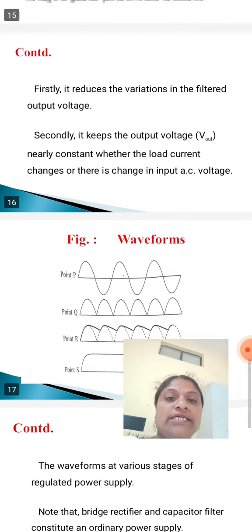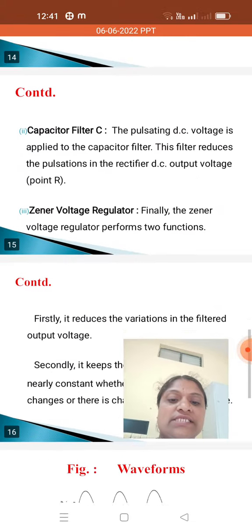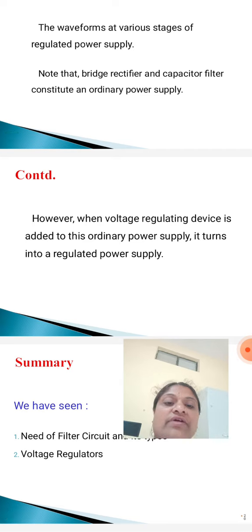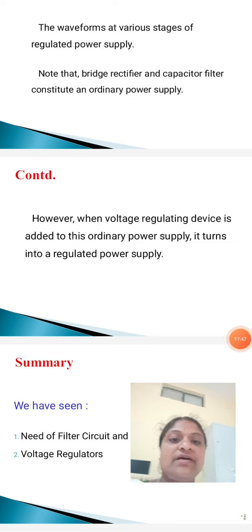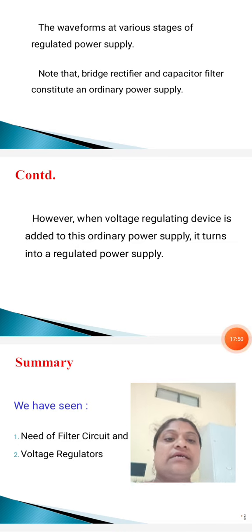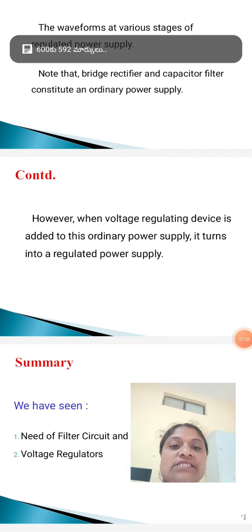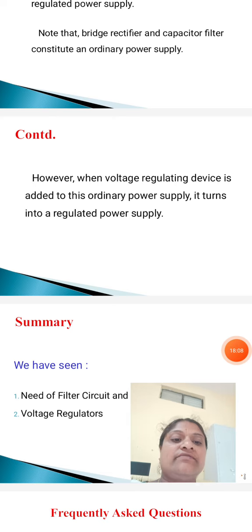So what about point S? That is the final stage. Point S is the last stage, across the load resistor. So this is pure DC form. However, when a voltage regulating device is added to this ordinary power supply, it turns into a regulated power supply.